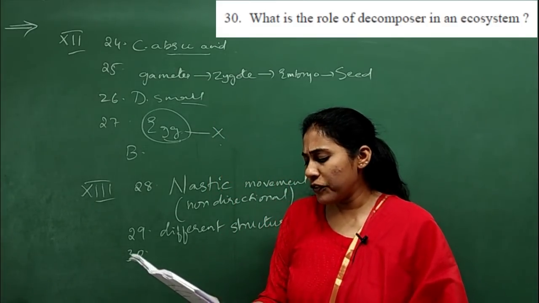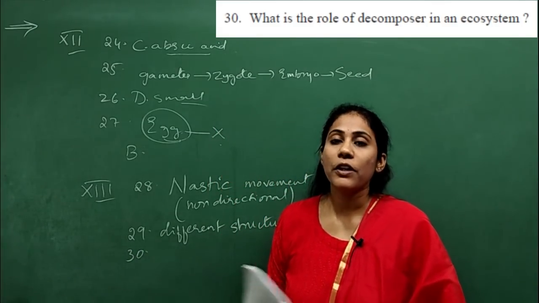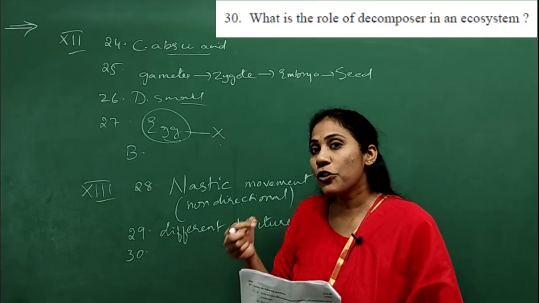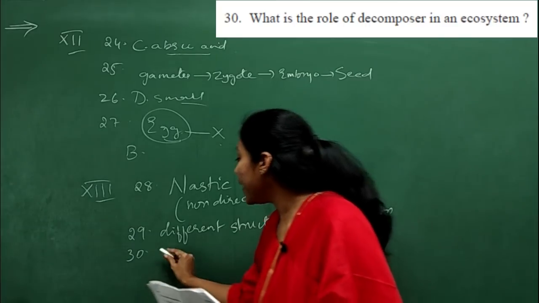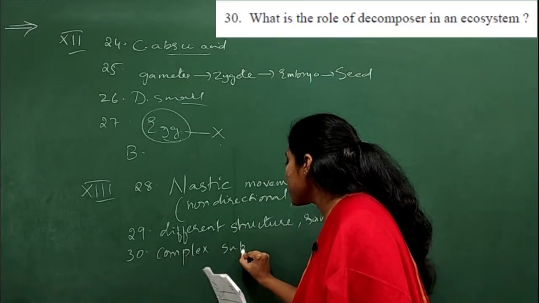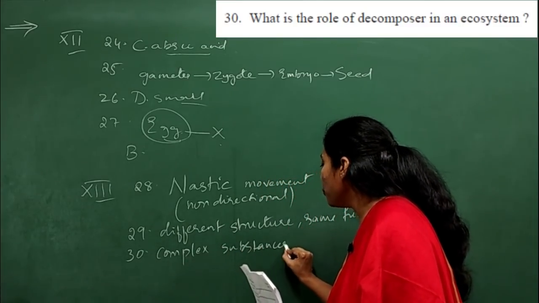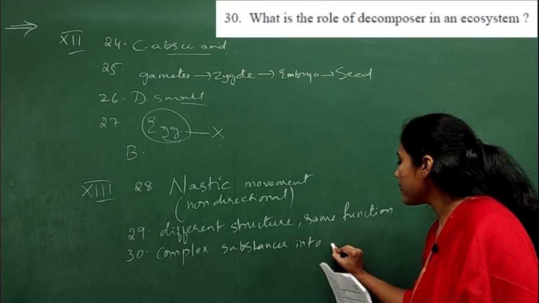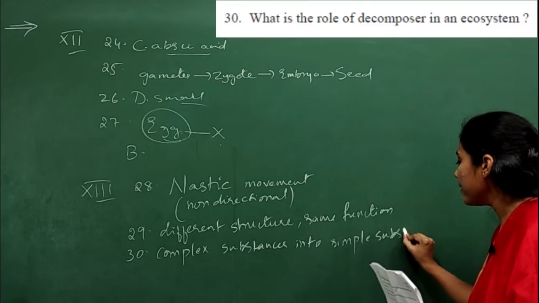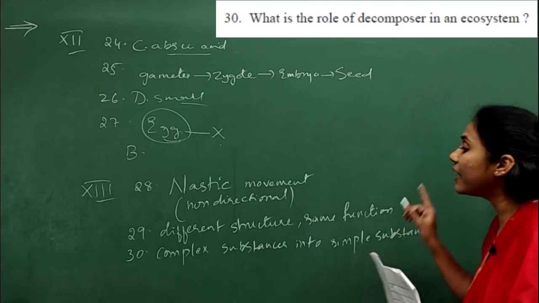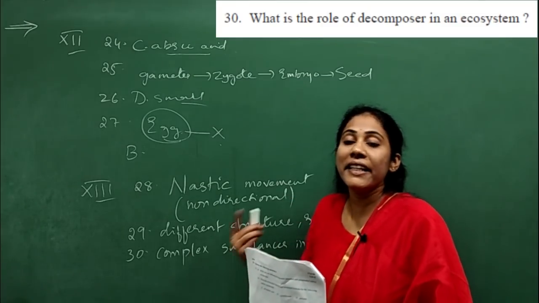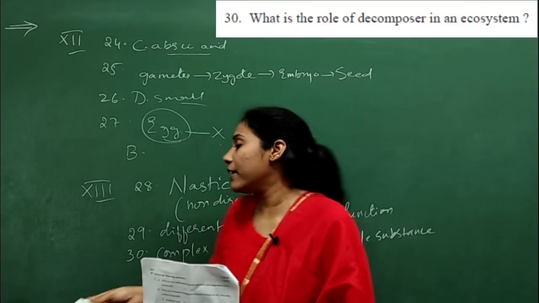What is the role of decomposer in the ecosystem? So here, decomposer's work is to decompose, right? So decomposers will break complex substances into simple substances, right? So they help in decomposition of animal and plant waste. So that way they are indirectly helping to clean the environment, right?